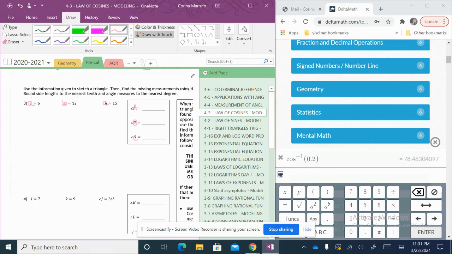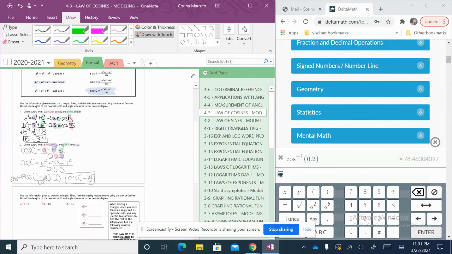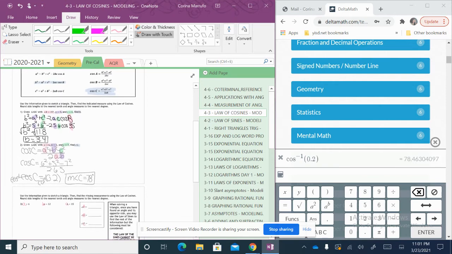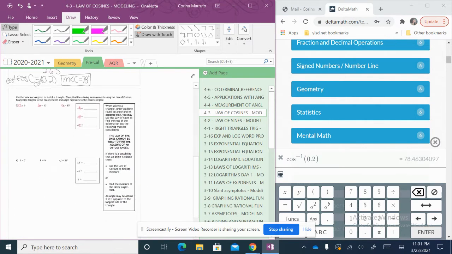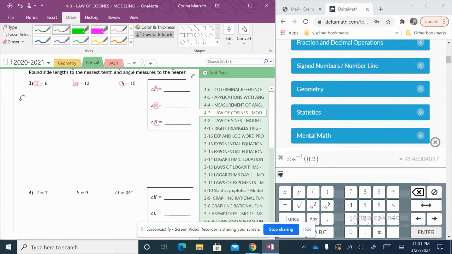So that means we need to find one of the angles. So I'm going to go ahead and find angle A first. So I'm going to go ahead and copy down that formula. Okay. So it is, I'm trying to memorize it. Cosine of big A equals, okay, it's going to be b squared plus c squared minus a squared over 2 times b times c.